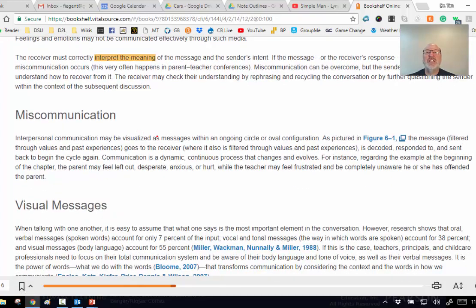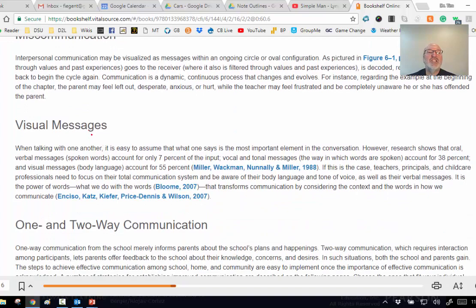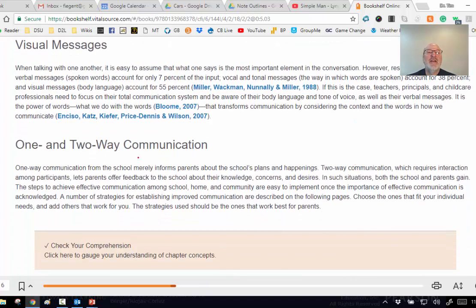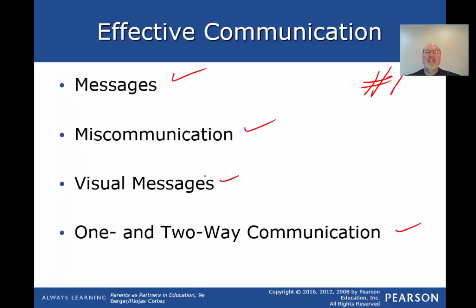And then miscommunication. I want you to address this with a sentence or two, what it has to do. And then this visual message, it's easy to assume that people understand it. And then one-way and two-way communication. What's the difference between those two? And that'll take you through that.